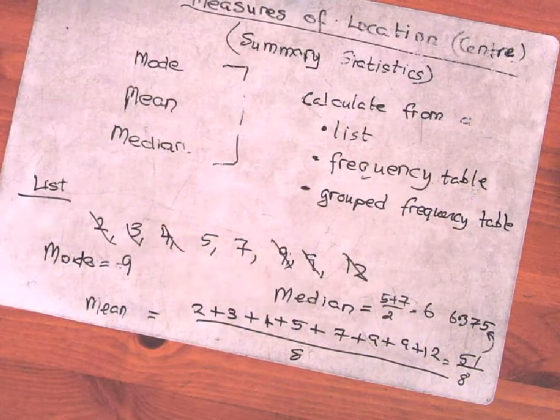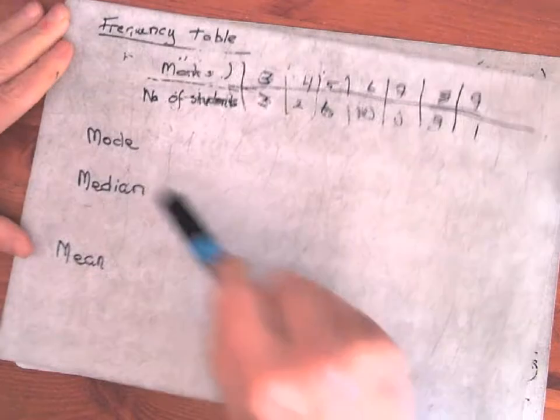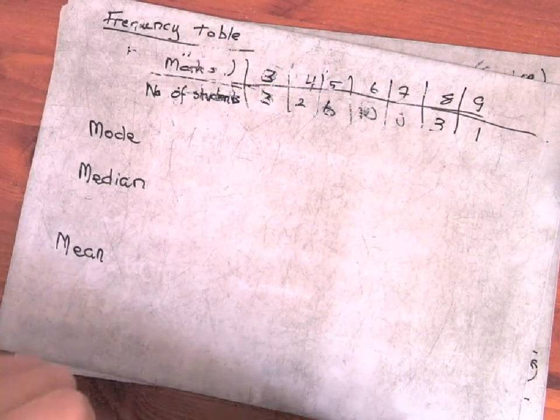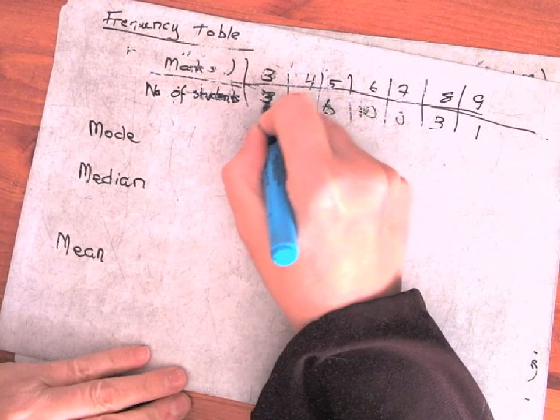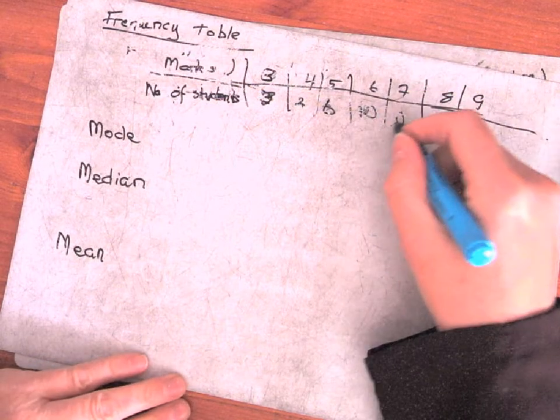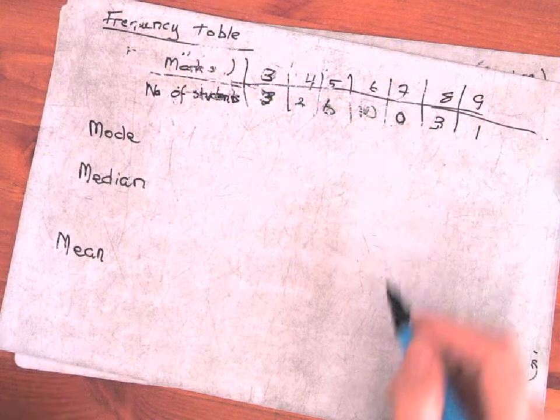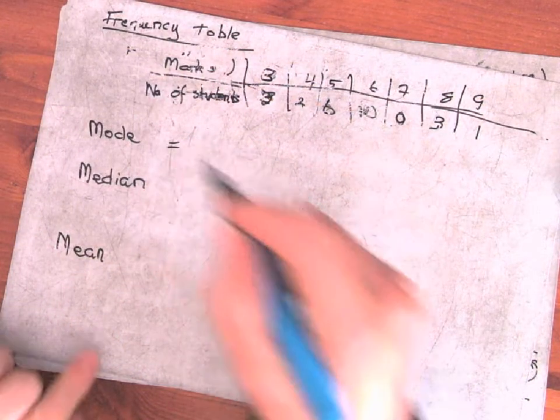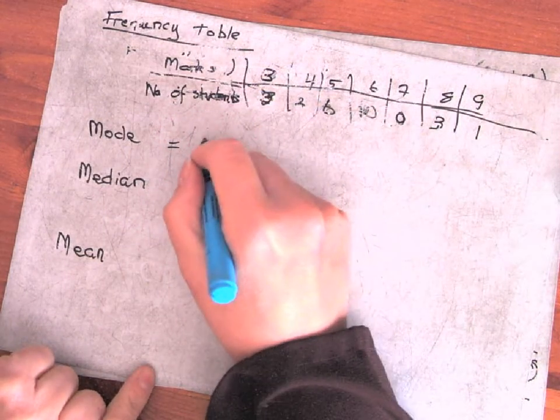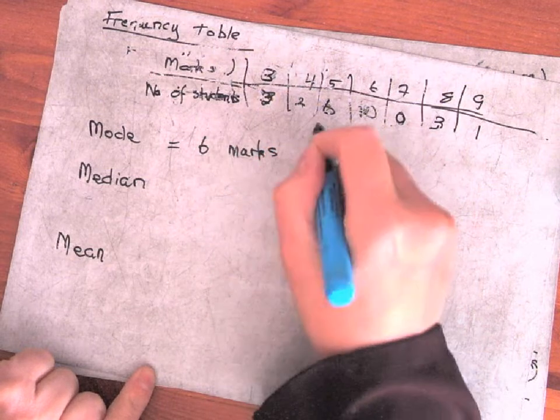Next, from a frequency table. So here we have our frequency table. It's marks that students got in an exam. 3 students got 3 marks. 2 students got 4 marks. 6 students got 5 marks. 10 students got 6 marks. No student got 7 marks. 3 students got 8 marks and 1 student got 9 marks. The mode is the most common mark. So which mark was got most often by students, and it was 6. 6 marks was got 10 times, whereas the rest of them were got fewer than 10 times.